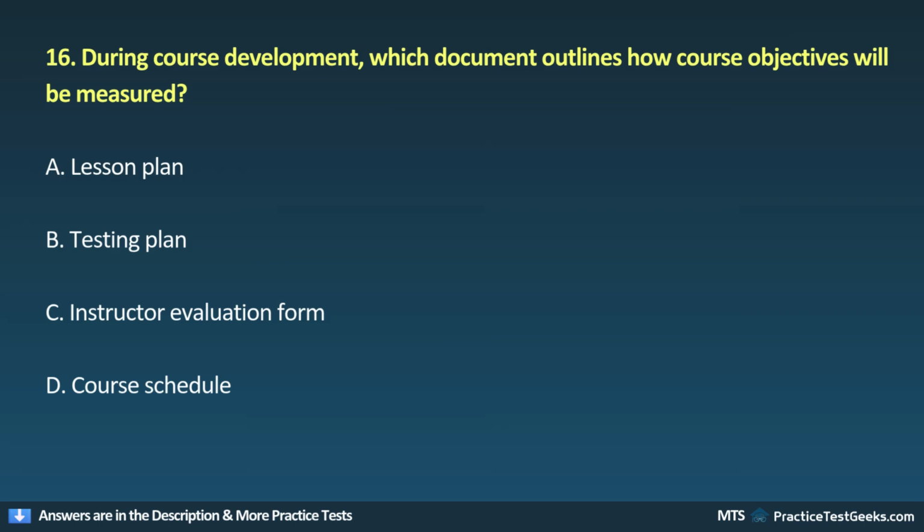16. During course development, which document outlines how course objectives will be measured? A. A lesson plan. B. Testing plan. C. Instructor evaluation form. D. Course schedule.